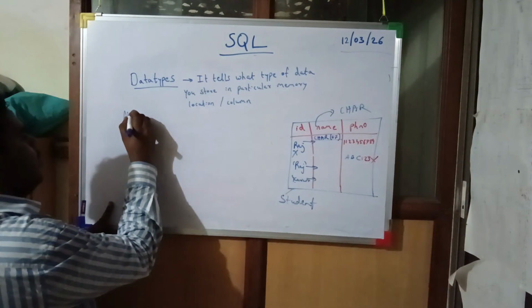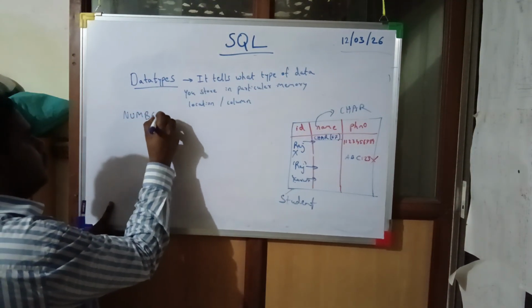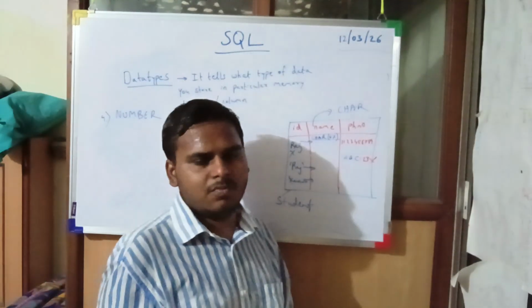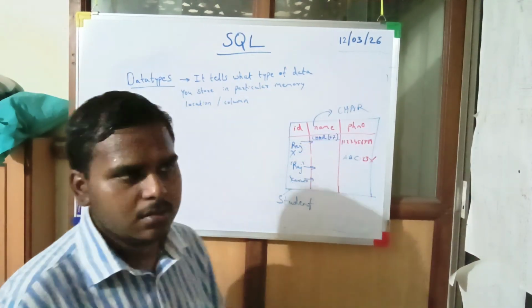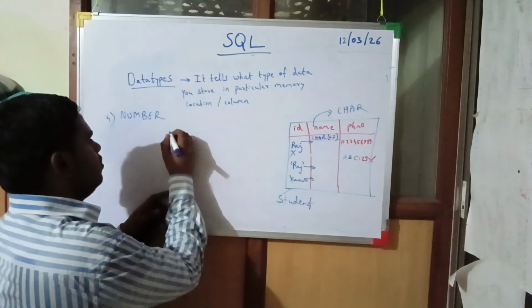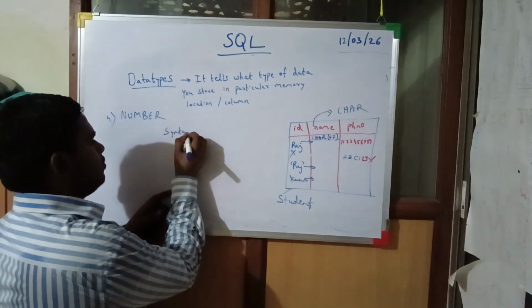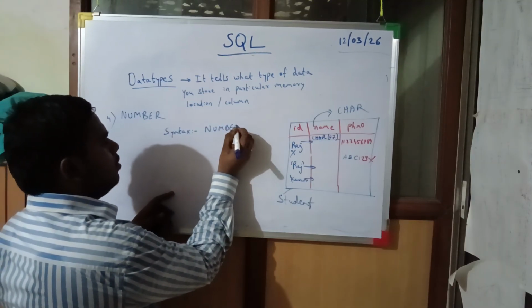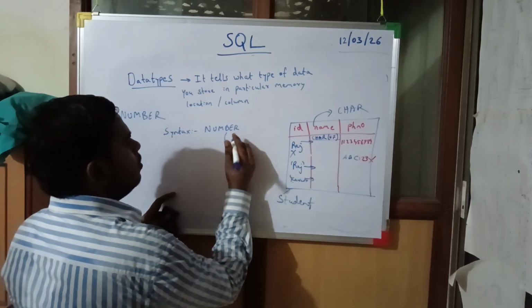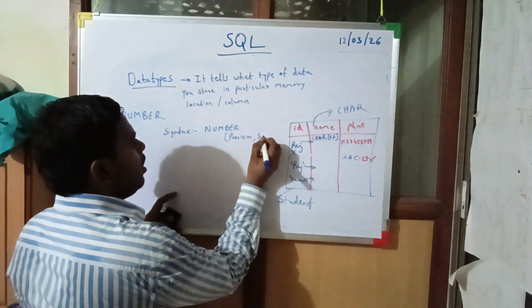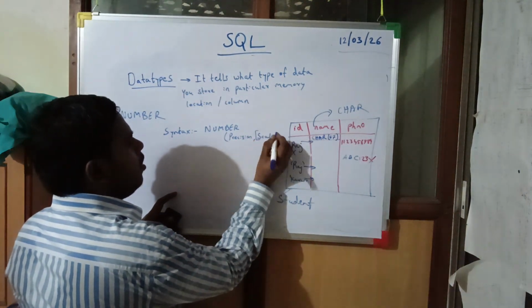Now another data type, number. Number means any digits that you can store, like 1 2 3 4 5 6. That is the number data type. The syntax of number is: NUMBER, in the bracket you will write precision, comma, scale. The scale is an optional part.